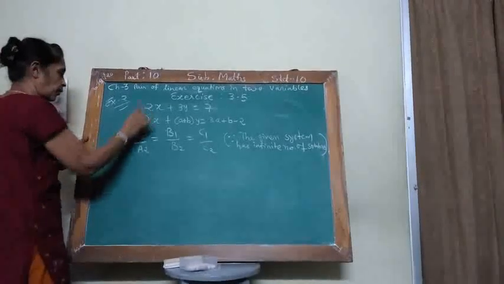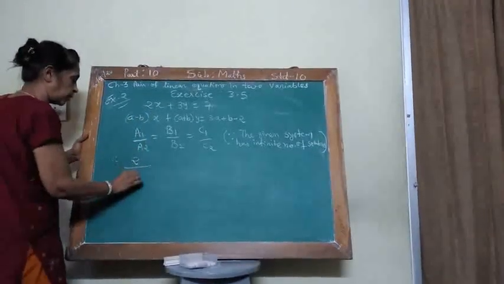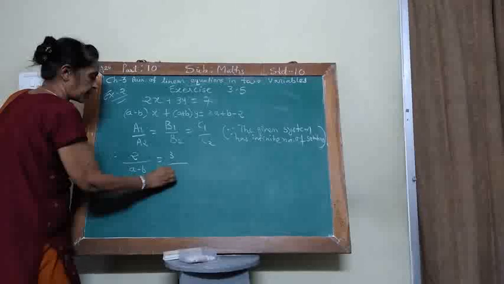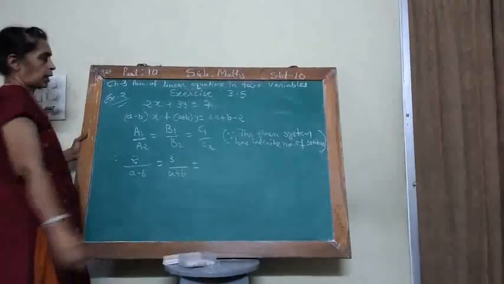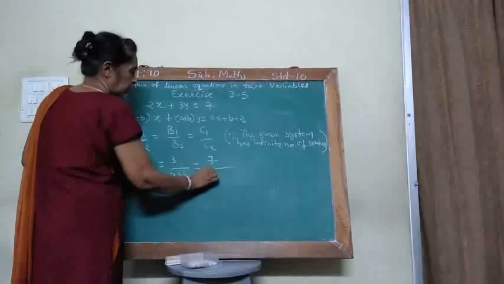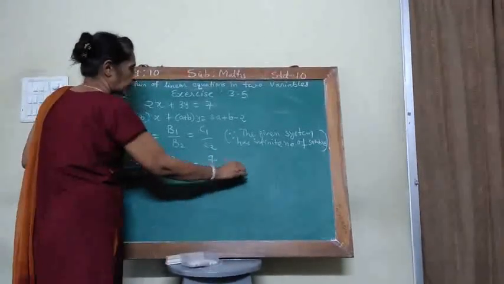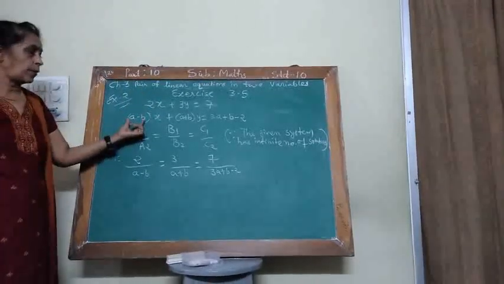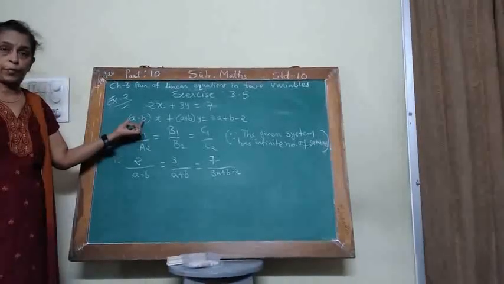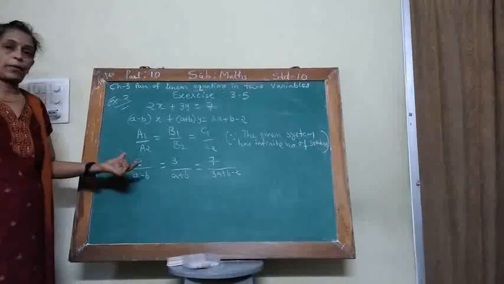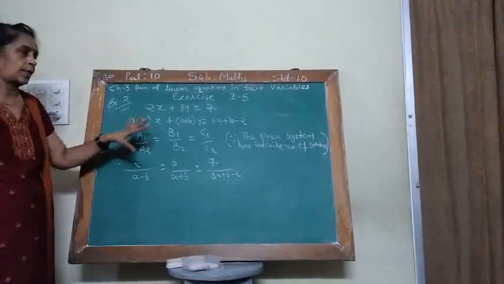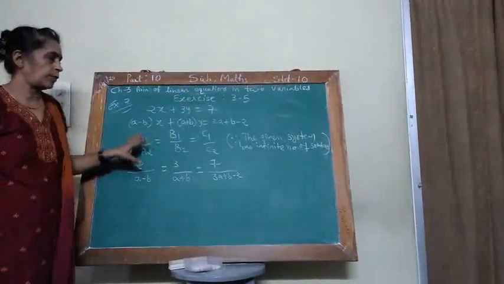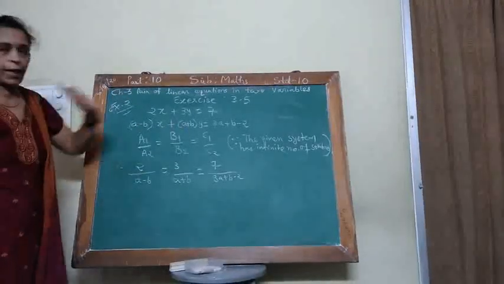And therefore this case happened. What is the value of A1? What is the value of A2? B1 is 3 and B2 is A plus B. Clear? Then 7 upon 3A plus B minus 2. We are not finding X and Y. Here we have to find the small values of A and B. Be careful. So no need to apply the cross multiplication method. They say that the given system has infinite solutions. That means if you take the ratio of all these coefficients and constant terms, all ratios are equal.